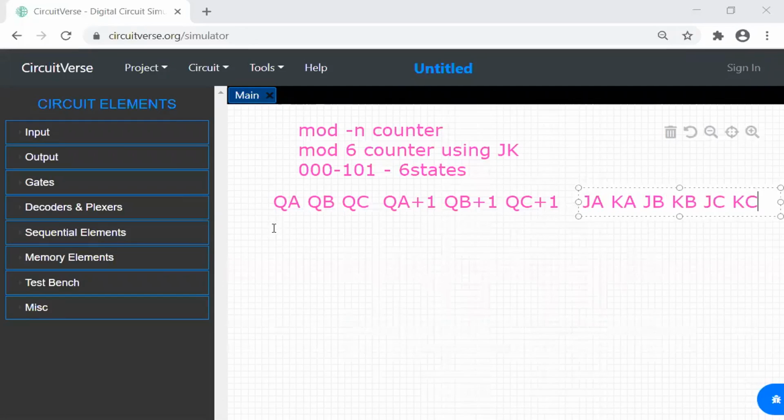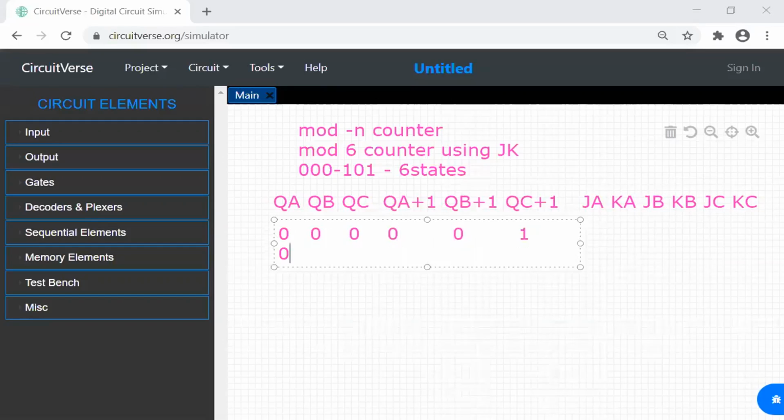Now come to the input combinations. Since I have QA, QB, QC, what are my combinations? It will start from 0, 0, 0 and go up to 1, 1, 1. But we should see the output. After 0, 0, 0, what will be the next state? Next state will be 0, 0, 1.